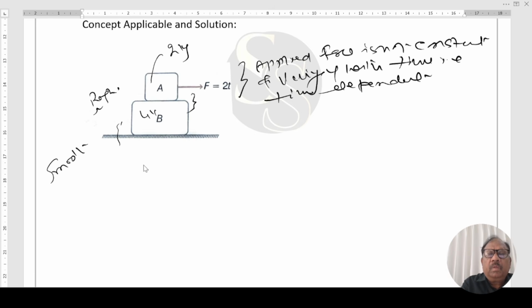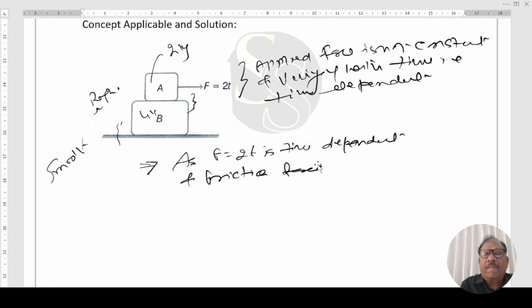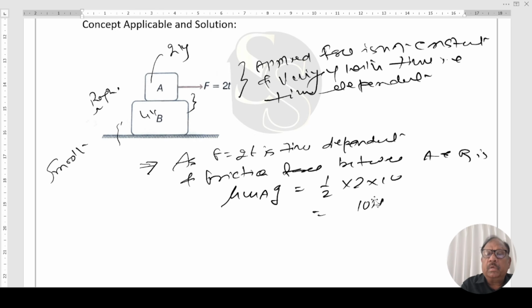Now, as force F equal to 2T is time dependent, and friction force between A and B is mu m_A g. That is 1/2 into 2 into 10. That is 10 Newton. This is the limiting force of friction.